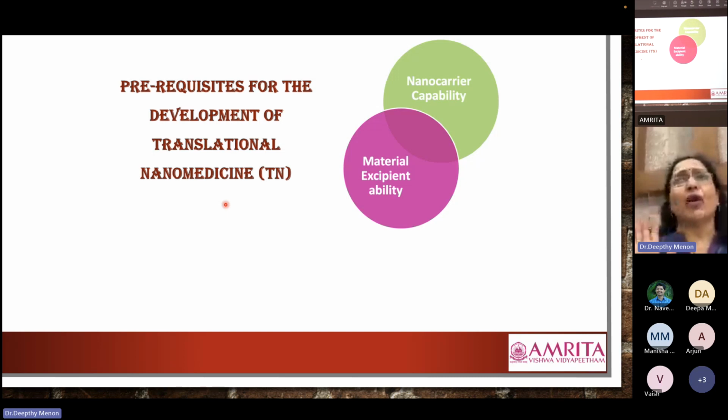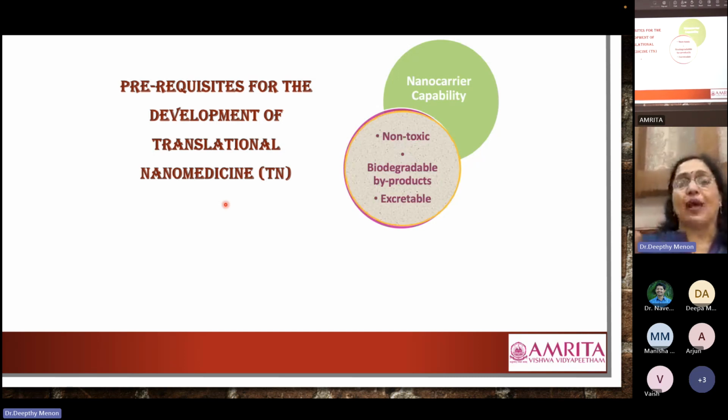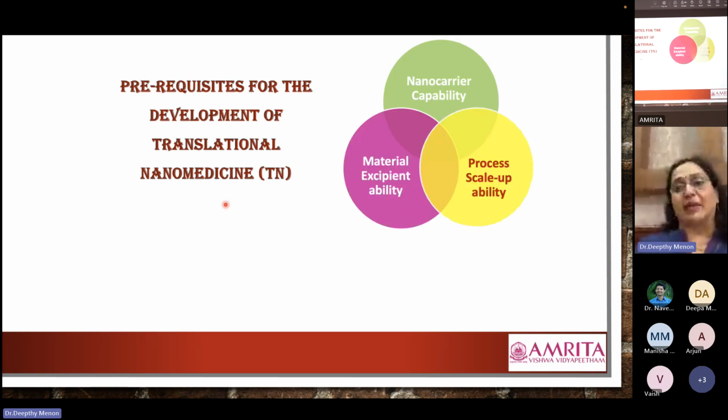Material, just the drug will not help. You need a material, so you require excipients. Excipients are anything other than the drug. So the material excipient ability should be non-toxic. It should be biodegradable. Its degradation product should not be toxic, and it should be excretable.